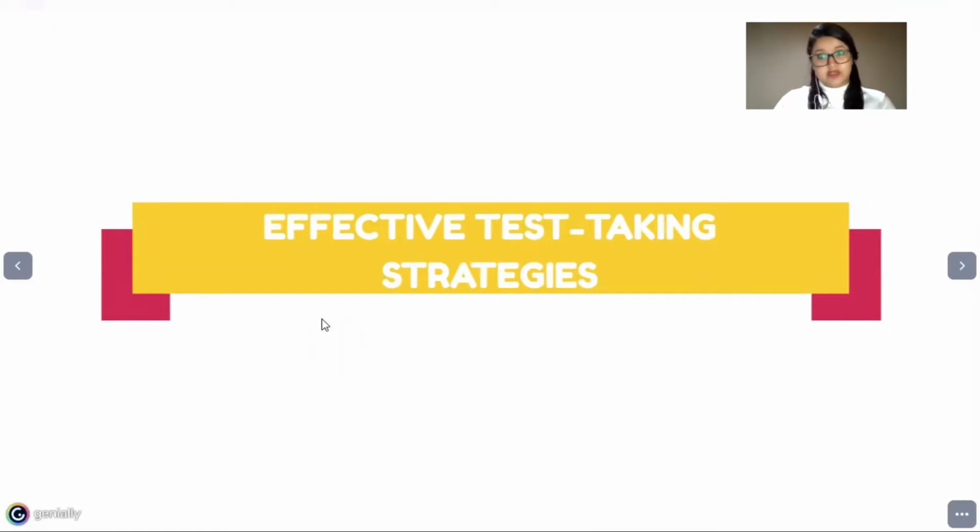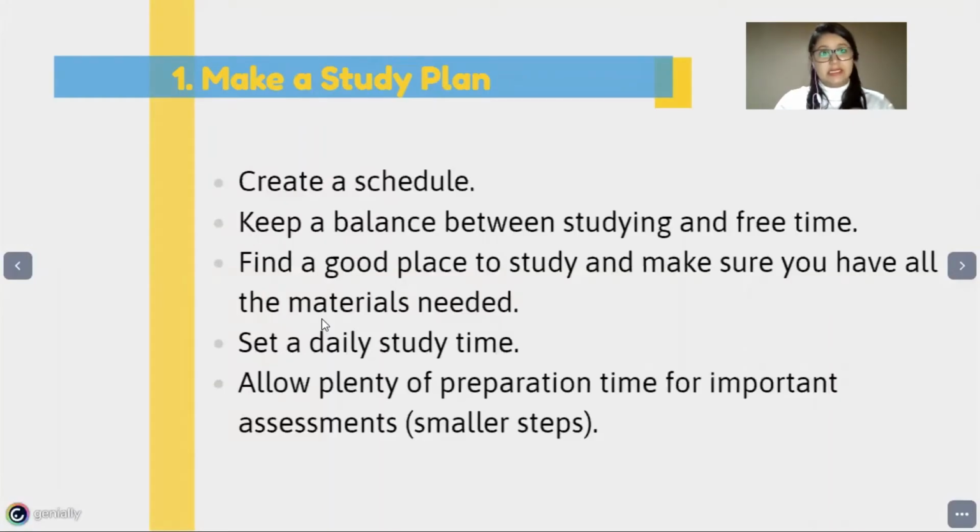Effective test-taking strategies. The first strategy is to make a study plan. Here, students have to create a schedule. In this schedule, they have to include the assignments and the due dates for each assignment. Students need to be realistic when creating this schedule. They need to keep a balance between the time they devote to studying and also their free time. You know, they're not robots, so they need time for themselves.